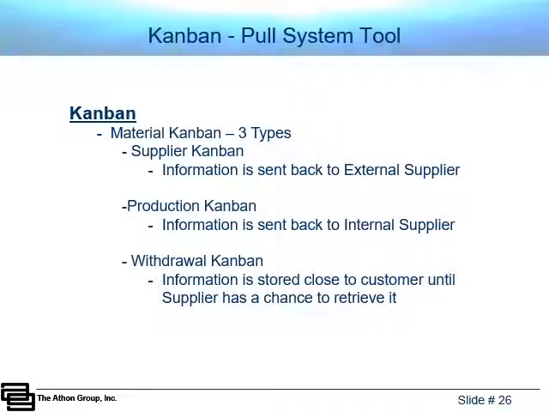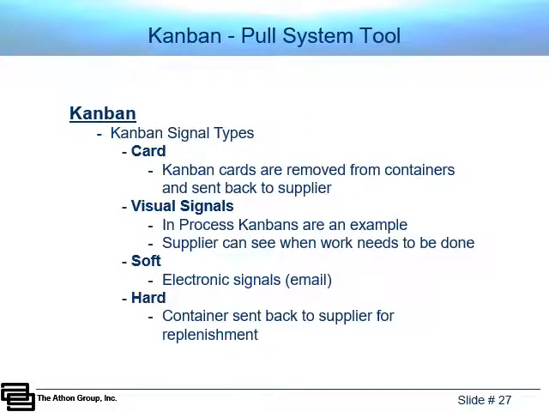So when we look at material Kanbans, there's a supplier Kanban where information is sent back to the external supplier, a production Kanban where it's sent back to an internal supplier. And sometimes you have a withdrawal Kanban where you actually have information stored close to the customer until the supplier has a chance to retrieve it. You actually keep it there, and then the supplier will come along periodically and grab that demand and then take it back to their location and replenish it and return it to you.